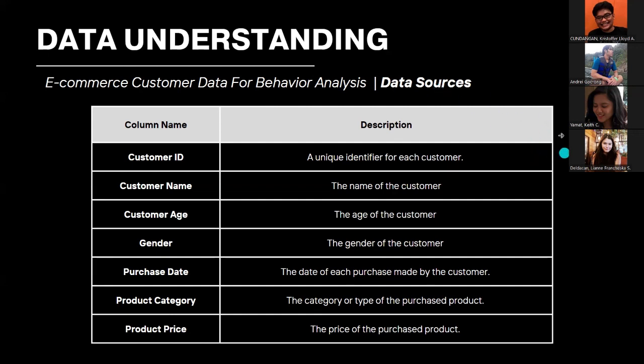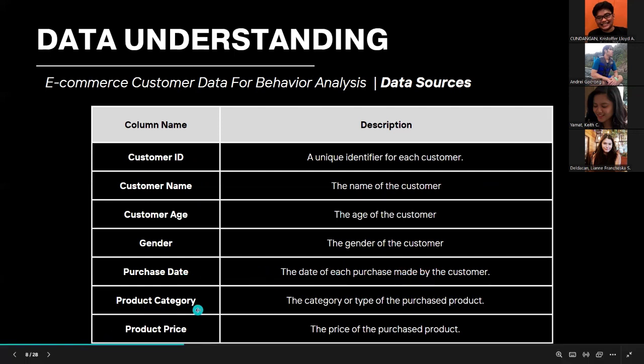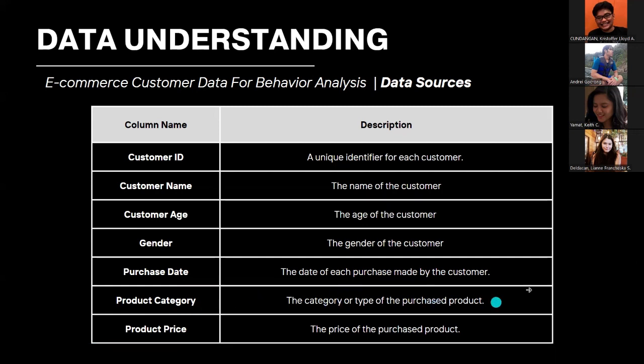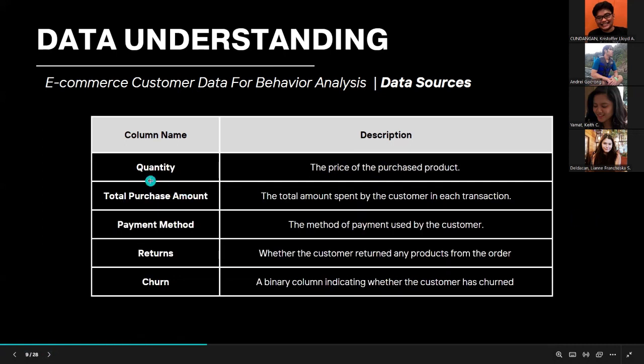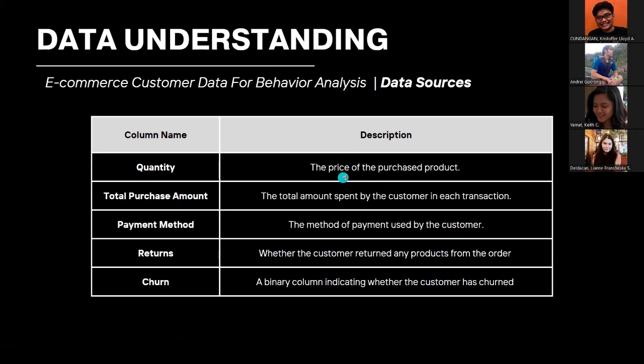We have the data sources from our dataset, which consists of the following column names: the customer ID, a unique identifier for each customer, and the customer name, that is the name of the customer, and the age and the gender, which are the demographics of the customer, as well as the purchase date on which the customer has made purchases of the product, and the product category, which the purchased product falls onto, and product price, which is the price of the purchased product. To be continued, we also have the quantity, which is how many of the product have been purchased.